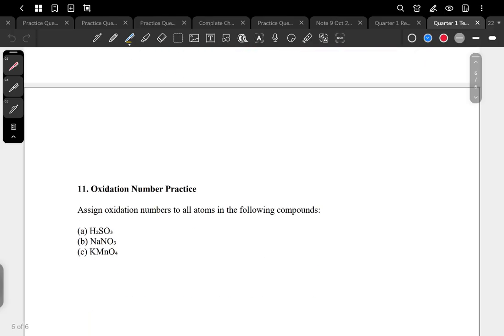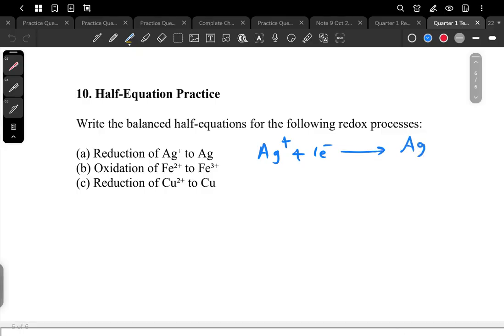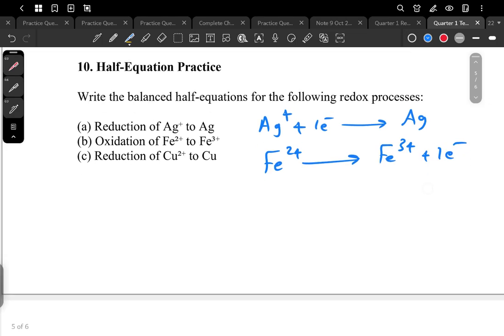Half equation practice. Write the balanced half equation for the redox processes. Reduction of silver ions to silver atom: Ag+ plus 1 electron gives Ag. Reduction means gaining of electrons. It gains 1 electron and changes into silver atom. The oxidation of iron 2 to iron 3: Fe2+ gives Fe3+ plus 1 electron, because this is losing of 1 electron. The third one, copper 2+, the reduction, gaining of 2 electrons, turns into copper atom. Okay.